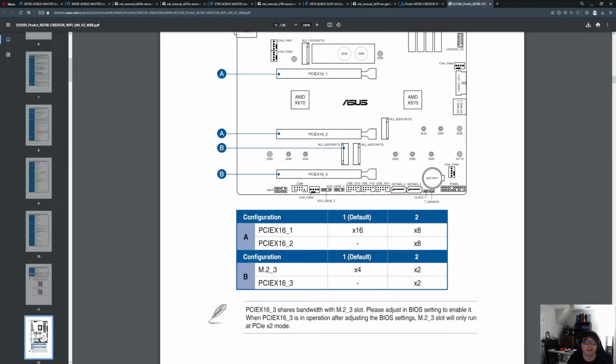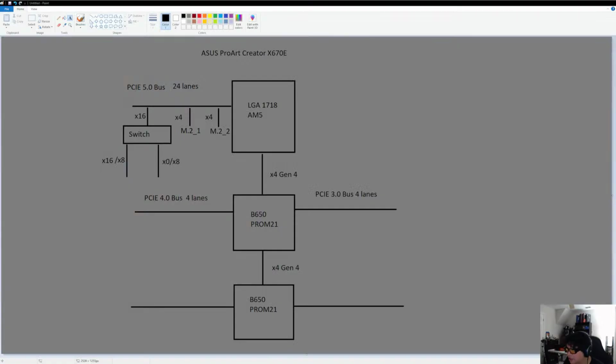So this one on the left, I'll label it as PCI 4.0 bus. And on this one, on the first chipset, there are 4 lanes of Gen 4 available. And then on this one over here, this is PCI 3.0 bus with 4 lanes available. Oh, whoops. Sorry about that, guys. I was showing the wrong thing. Okay, there we go. You guys weren't seeing that.